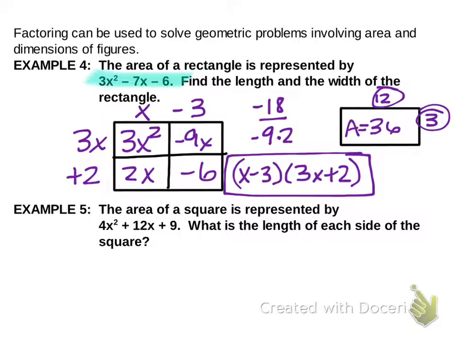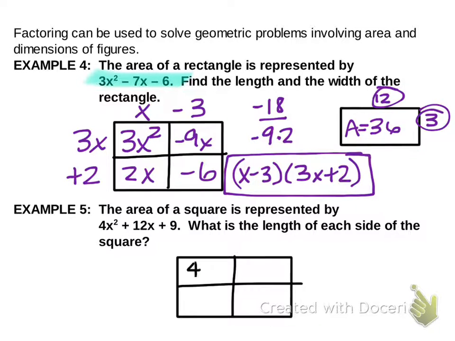The area of a square this time is 4x squared plus 12x plus 9. What is the length of each side of the square? Now, you know that this is going to be multiplied by itself. That's the area of a square. But we still factor it the same way. You're not going to factor it any differently. So I have 4x squared and 9, so I'm finding factors of 36 that get me to 12. That's going to be 6 and 6.